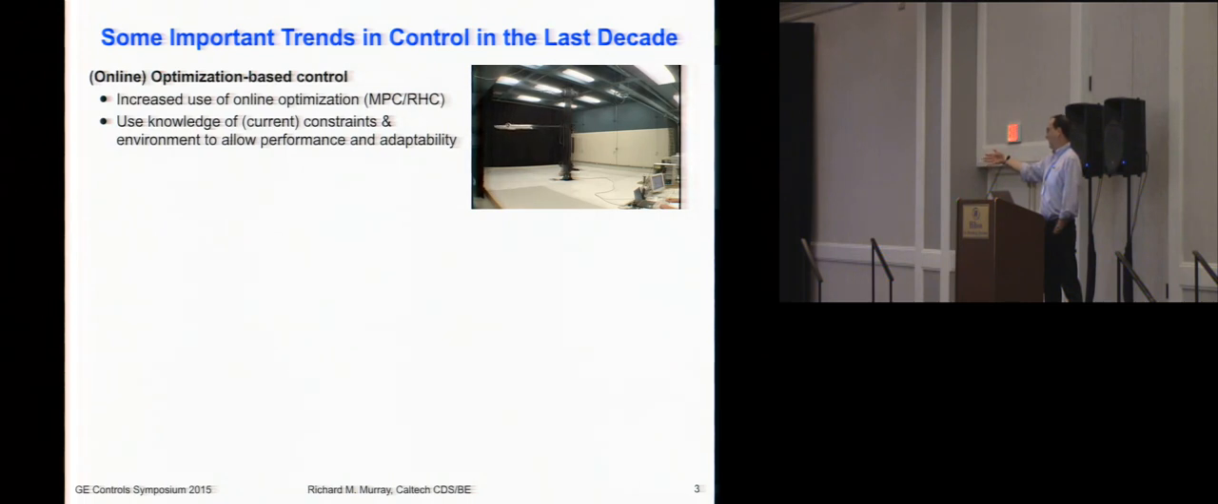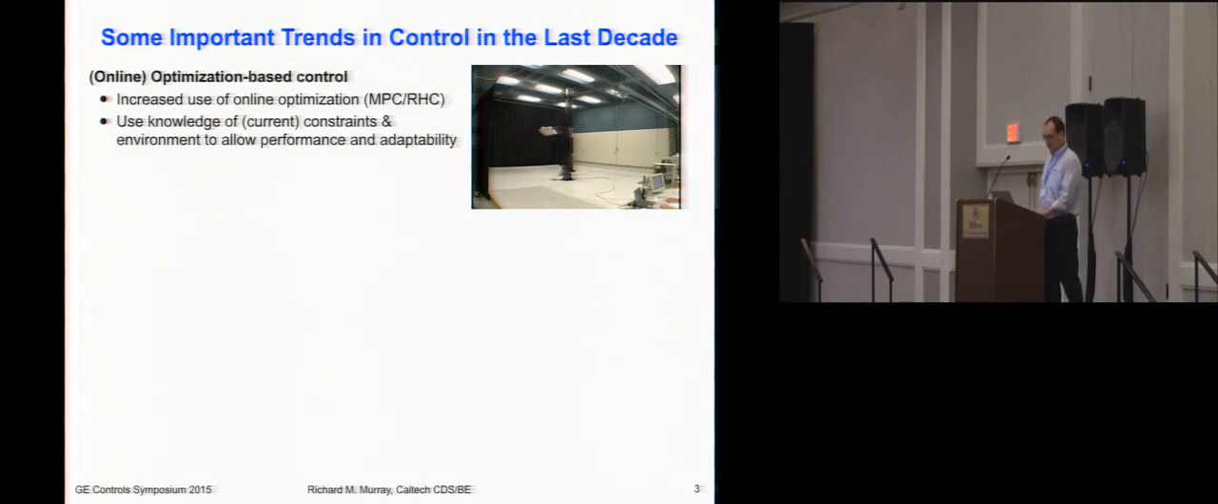Right? And so this technique called receding horizon control or model predictive control makes use of the fact that we can do fast computation online, right? And it allows us to implement desired behaviors in the face of uncertainty. And so our use of the knowledge of what the dynamics and constraints on the system are enable this, and of course it wouldn't happen without the increased ability to do online computation.